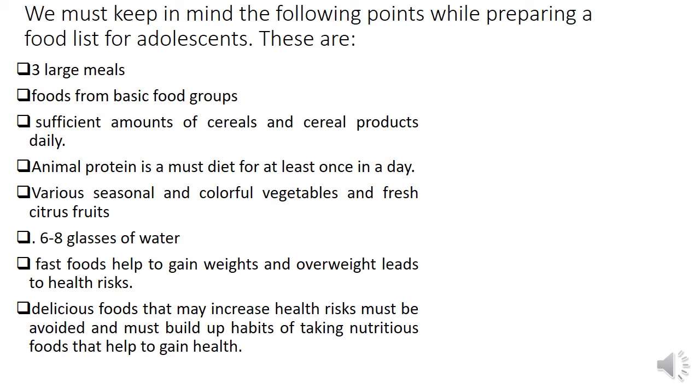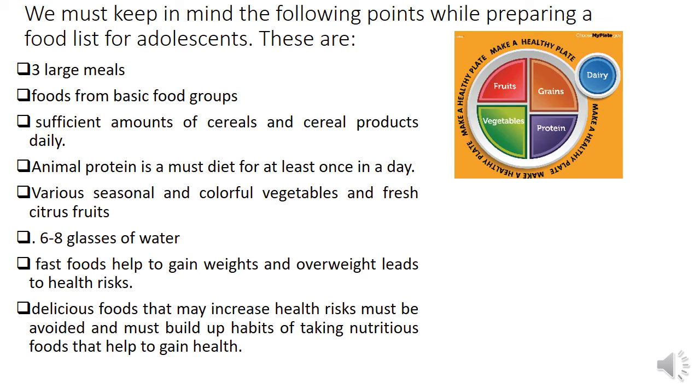Now some of the important points we need to focus on and consider while we are preparing a food list for adolescents. These are large meals, 3 large meals, foods from basic food groups. You know that this is basic. In this picture you see a healthy plate, and you can make your healthy diet by putting these foods into these portions. Then it will give you a sense of a good healthy diet. But we also put a sufficient amount of cereals and cereal products daily. Animal protein is a must at least once in a day. Various seasonal and colorful vegetables and fresh citrus fruits are very important. Colorful vegetables give different types of nutrients to our body.